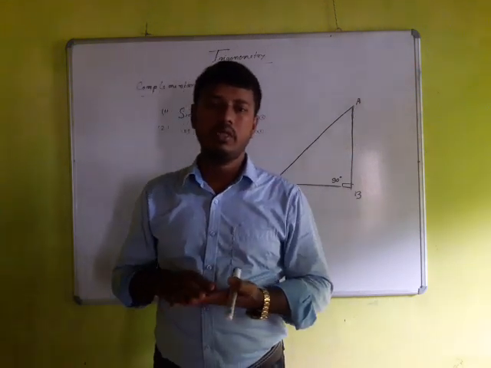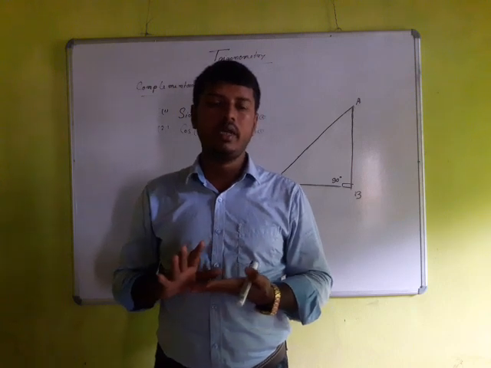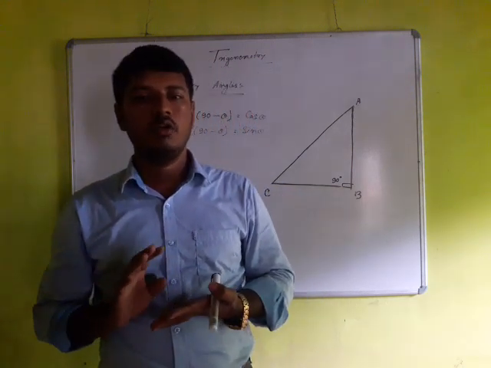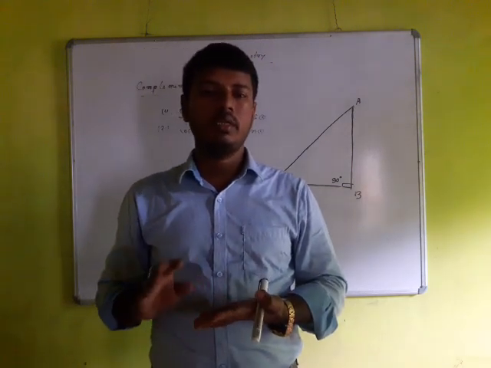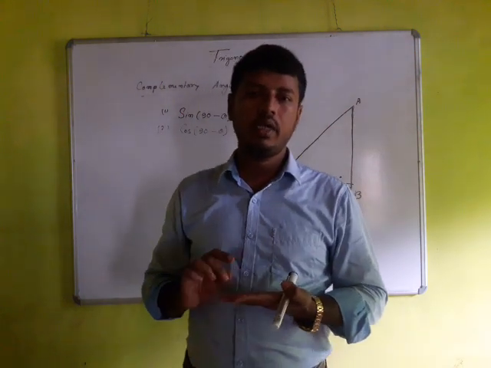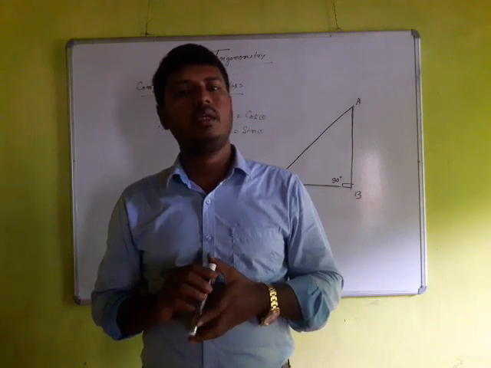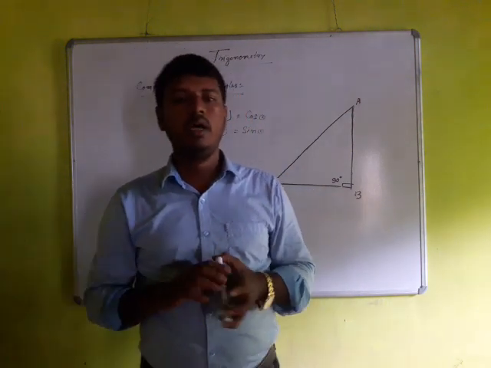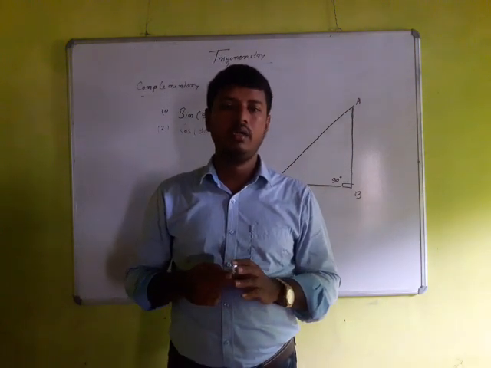There are also 6 complementary angle formulas, that is sin 90 minus theta equal to cos theta, cos 90 minus theta equal to sin theta, and so on. At last you will get cosec 90 minus theta equal to sec theta. So after that we will start the exercises depending on those concepts.